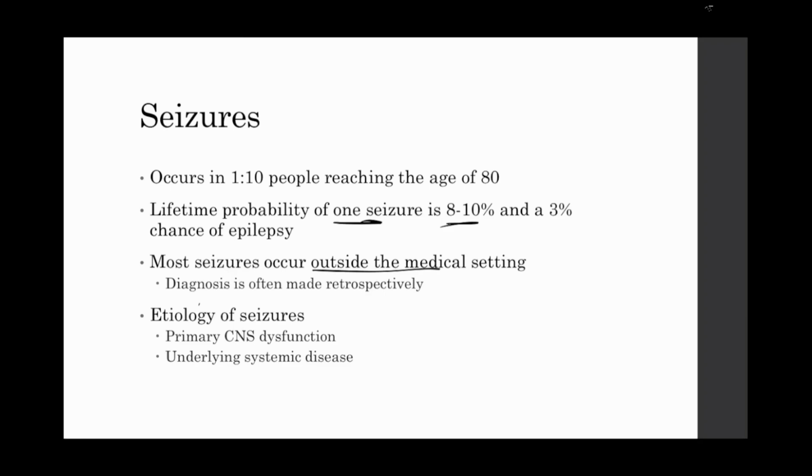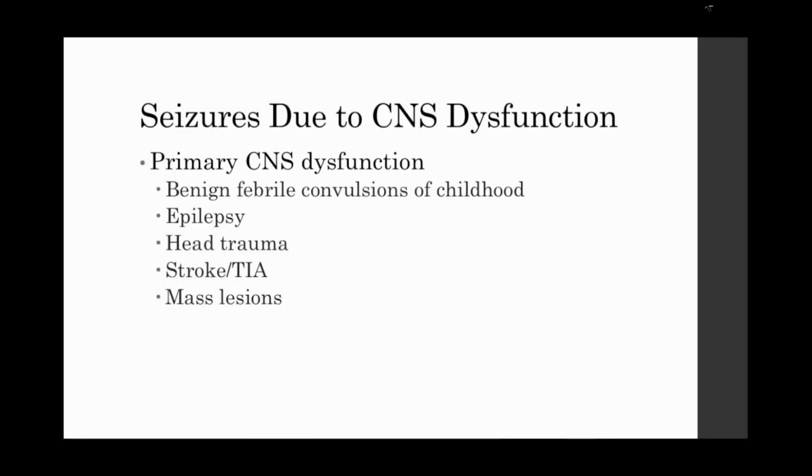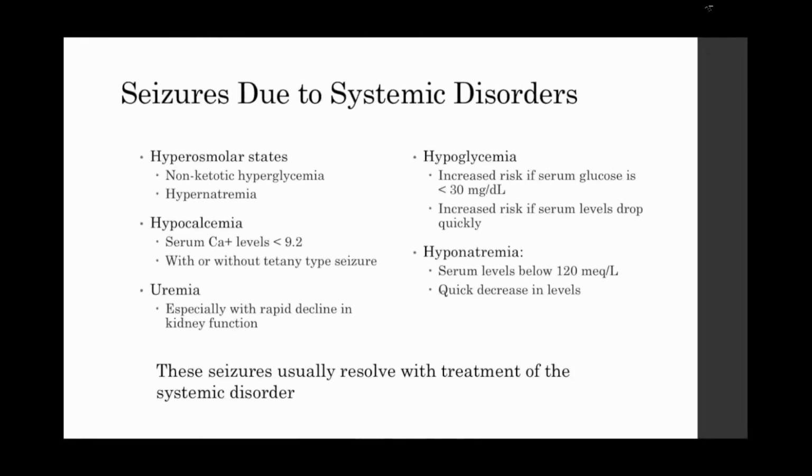And this is the key thing with seizures. You have to figure out, is this a primary CNS problem, something structurally wrong with the brain causing these discharges to occur, or is there an underlying systemic disease? So acid-base disturbances, electrolytes, and so forth. Due to CNS dysfunction, the primary ones are benign febrile convulsions of childhood, so there are febrile seizures. They are benign below 5, so we'll talk about that in a little bit. Epilepsy, trauma, strokes, and mass lesions are all things that can cause seizure activity due to damage to the CNS.